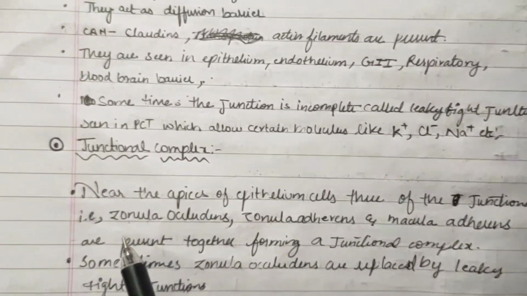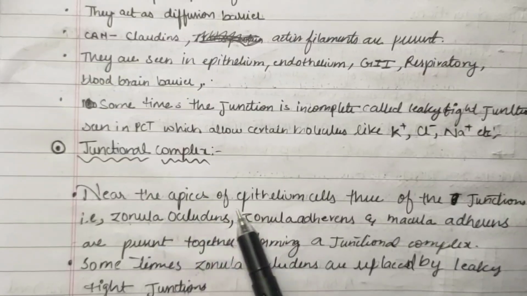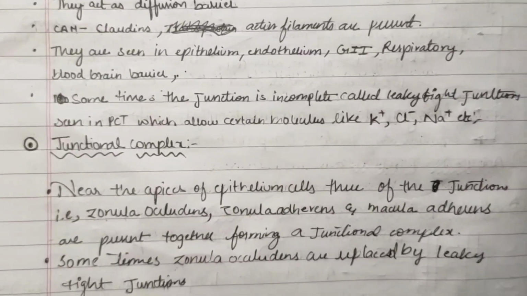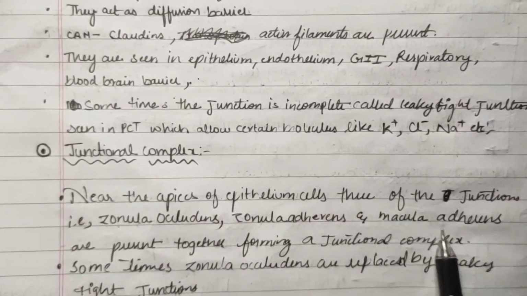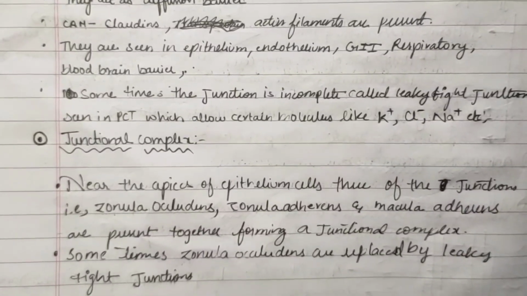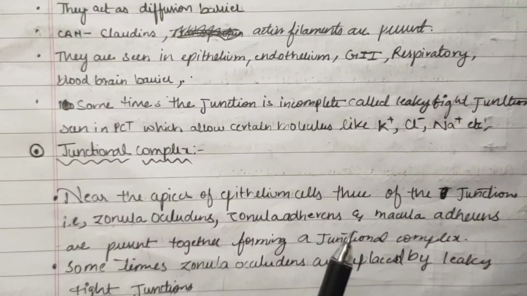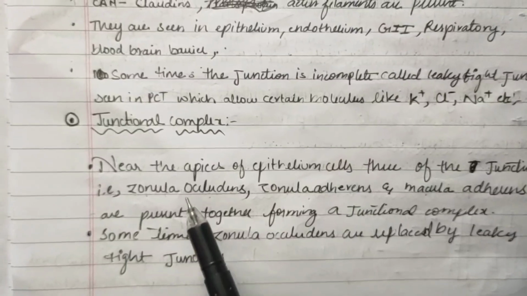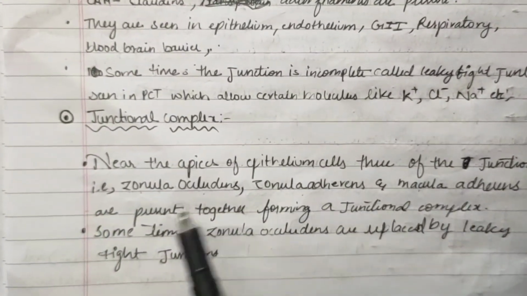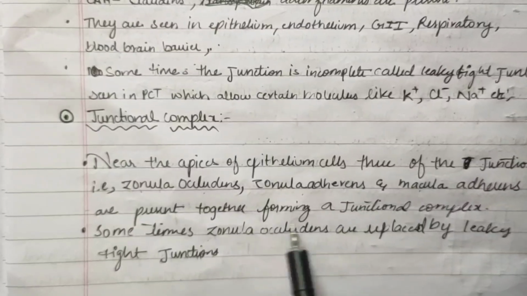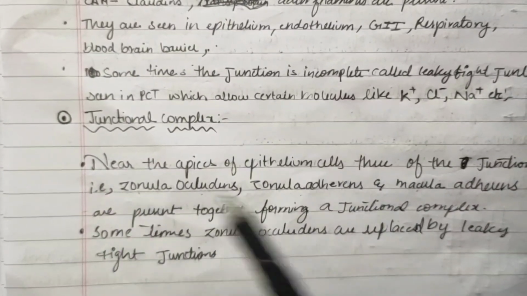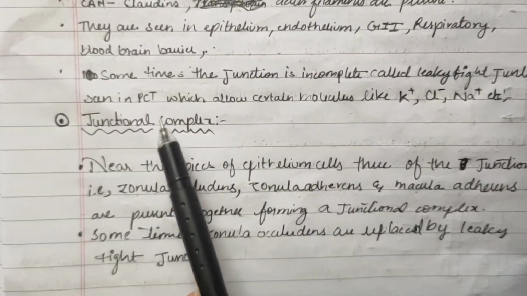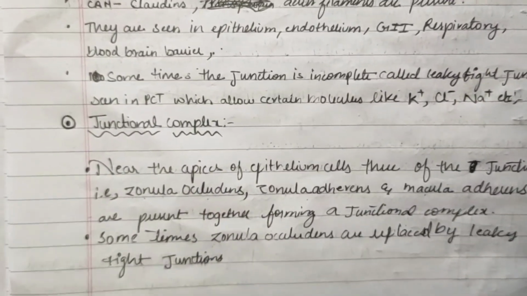Now let us know about the junction complex. Near the apical part of epithelium cells, there are three junctions present at a time: zonula occludens, zonula adherens, and macula adherens. That is, the tight junction, adhesive belts, and adhesive spots are together present at the apical portion of epithelium cells, forming a junction complex. Sometimes zonula occludens are replaced by leaky tight junctions, as in the PCT, or proximal convoluted tubule.